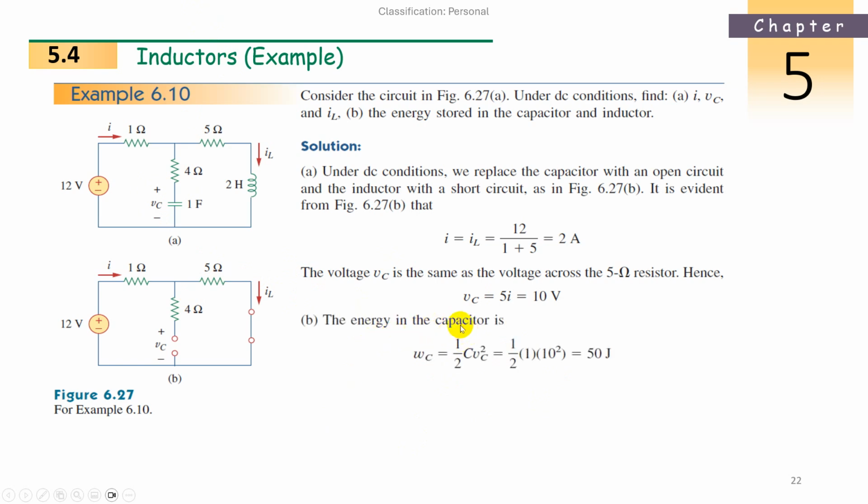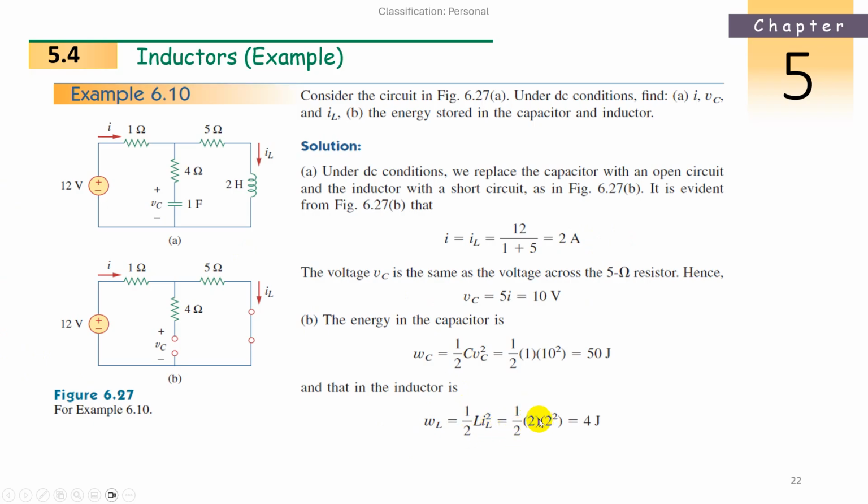The energy in the capacitor is half C VC square, the voltage across the capacitor squared. Substitute: half, C is 1 farad. Generally it won't be like that, but for example it is given. Half, 1 farad times VC square. VC is 10, so 10 power 2, 100 divided by 2, 50 joules. Same for the inductance. Inductor energy is half Li square. Half L is nothing but, L is 2 henries, so that is 1 henry, times I square. What is I? 2. 2 power 2, 4. 4 into 1, 4 joules. So WL, the inductance energy, is nothing but half L IL square.